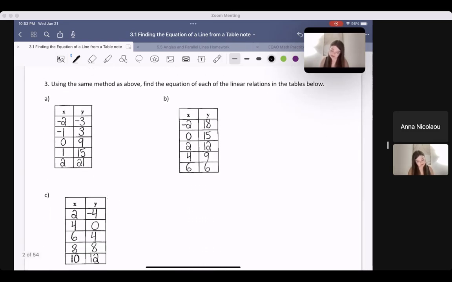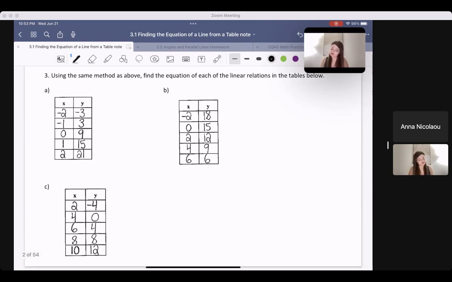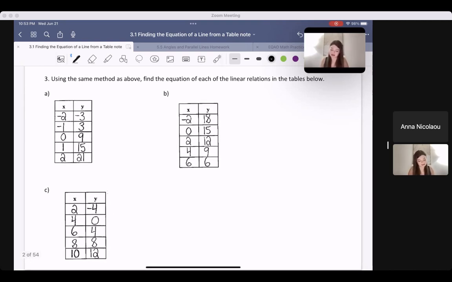Using the same method as above, find the equation of each linear relation in the table below. So what is our method for doing that going to be? Well, it's going to be to find the slope first and then to find the y-intercept. Now, to find the y-intercept, it might already be given to us. So in A and B, it's already given to us in the equation. In C, it is not, but when we get to C, I will go through how we can find that one.